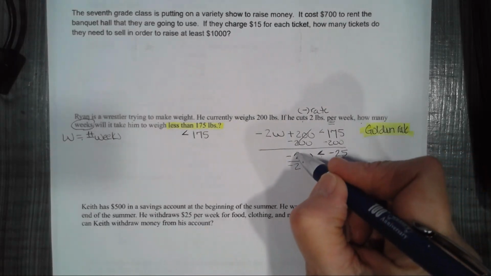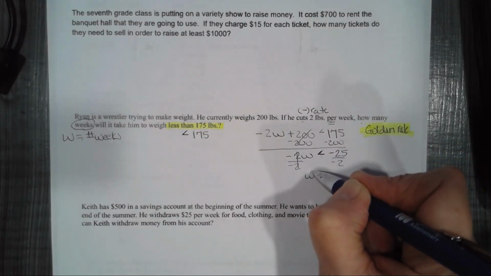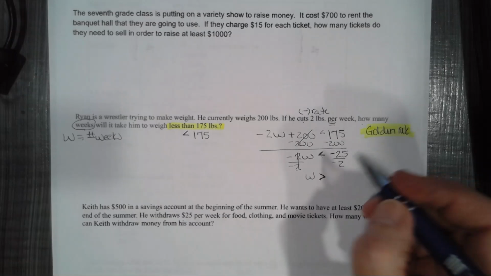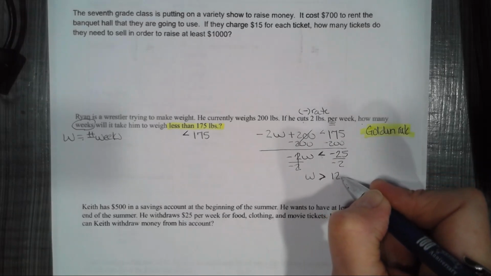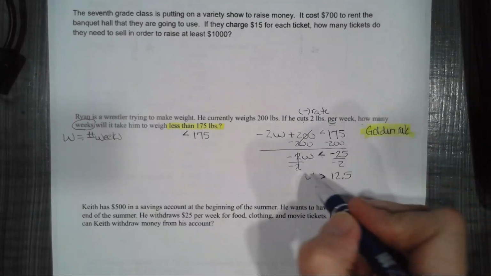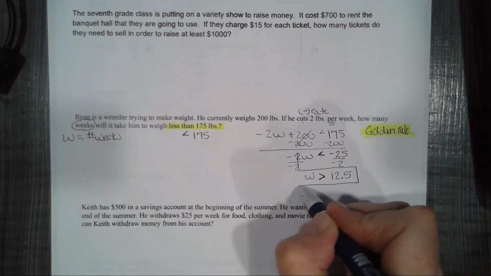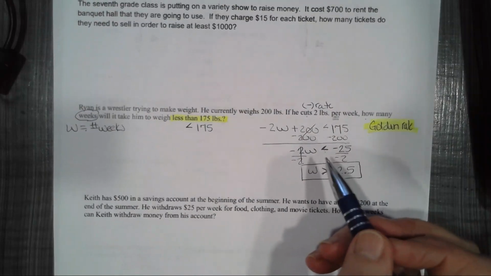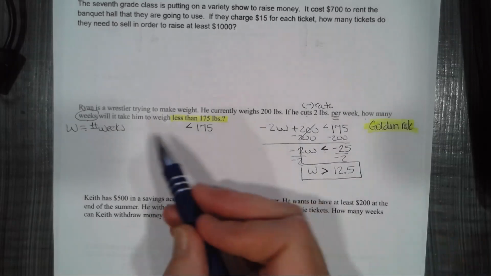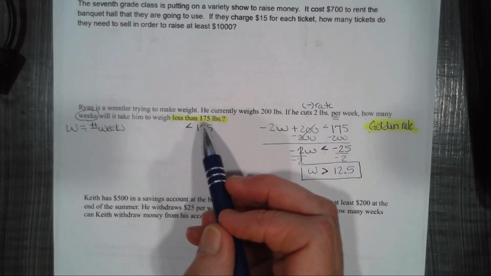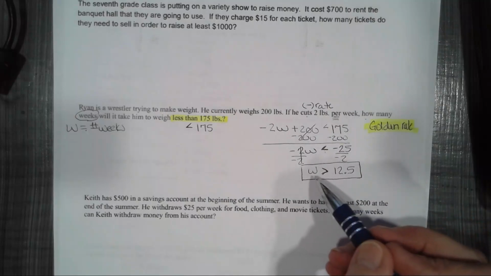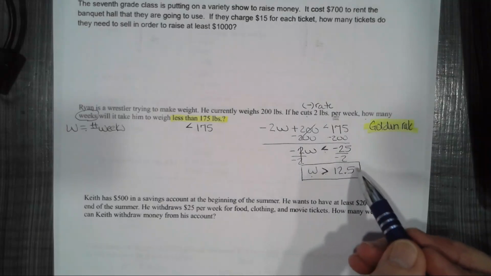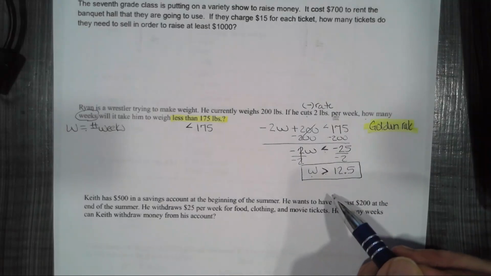So now the negative 2's cancel. We bring down the w, and then we're going to pop that in the calculator, and we get 12.5. Okay, now, do we understand what this means? It says how many weeks will it take him to weigh less than 175 pounds? Number of weeks is greater than 12.5 weeks.